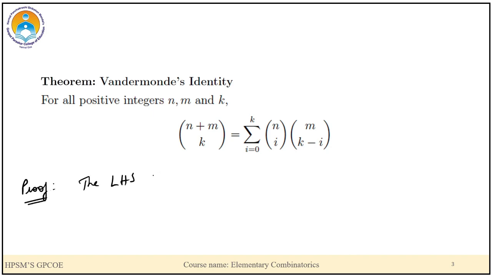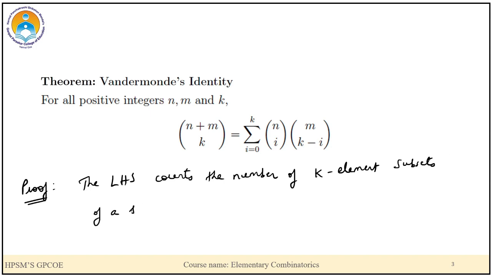The left hand side counts the number of k element subsets of a set of m plus n elements. That is n plus m choose k. This is fairly straightforward.